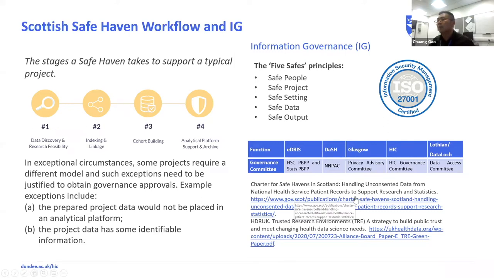So it's really important for the researcher to initiate your conversation with the safe haven on governance as soon as possible, because if your governance requirements are more than the standard, then the governance process can take quite a long time, and that could potentially cause quite a lot of delay to your projects. So it's absolutely essential for researchers to be mindful of that and start the governance application as soon as possible. Again, these are two papers that really talk about the governance work in detail as well, so they're worth a read.